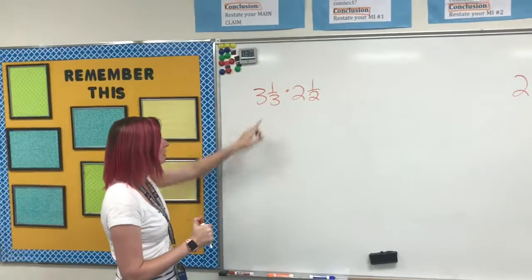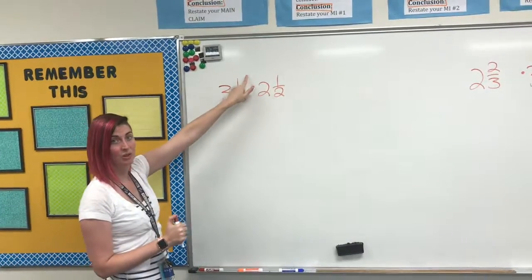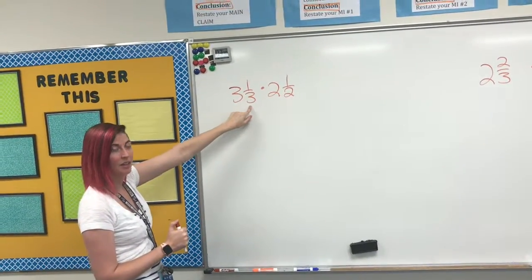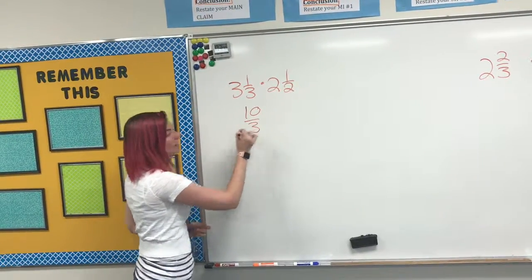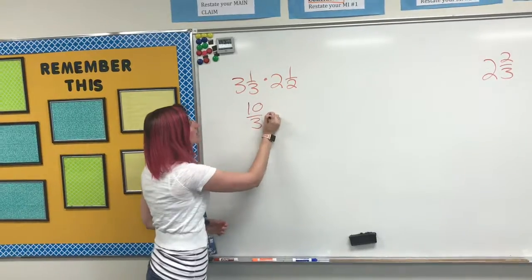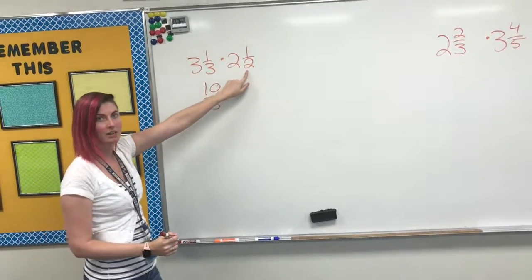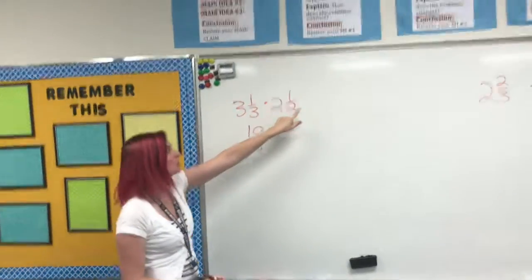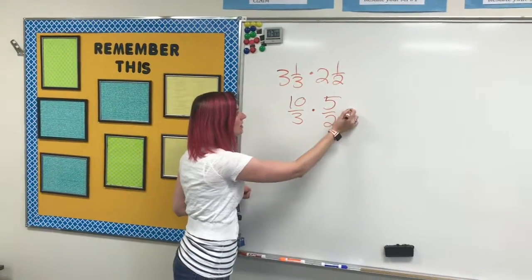So we'll take our whole number, multiply it by our denominator, and then add it to our numerator. So we're going to do 3 times 3 equals 9, plus 1 equals 10. Denominator stays the same. So we're going to do the same thing to 2 1/2. Take the whole number times the denominator and add it to the numerator. 2 times 2 is 4, plus 1 is 5, 5 halves.